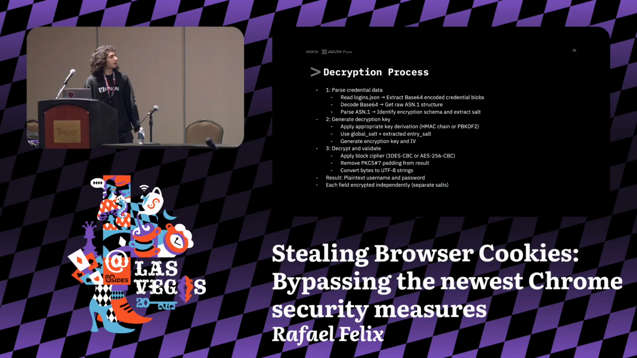applying the appropriate key derivation, which for the modern one is the HMAC chain with PBKDF2. We then use the global salt with the extracted entry salt from the table. And then we generate the encryption key and IV. Followed by that, we decrypt and validate. We apply the block cipher with AES256 CBC in the case of the modern one.